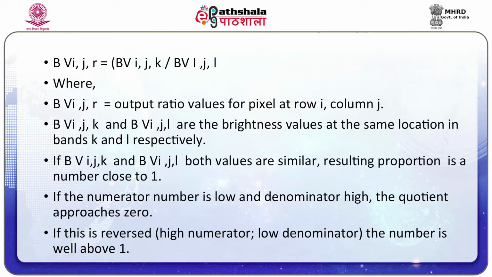BVijK and BVijL are the brightness values at the same location in band K and L respectively. If BVijK and BVijL both values are similar, the resulting proportion is a number close to 1. If the numerator number is low and the denominator high, the quotient approaches 0. If it is the reverse, high numerator and low denominator, the number is well above 1.